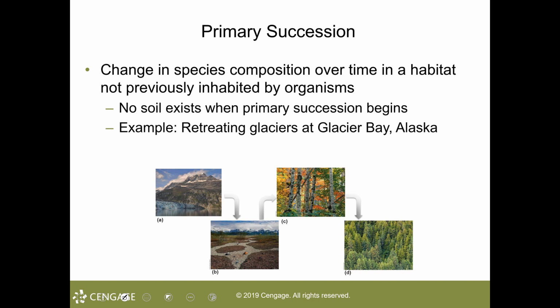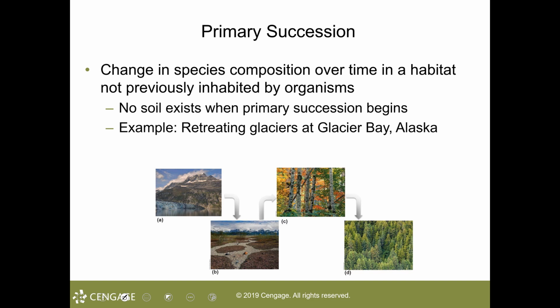Primary succession changes the species composition over time in a habitat that was not previously inhabited by organisms. So primary succession occurs before there is any soil, meaning usually there's barren rock there, as left by retreating glaciers found in Glacier Bay in Alaska. So remember, no soil exists. This is when you have barren rock, such as after a volcanic eruption when everything is gone and there's nothing there. With secondary succession, however, this occurs typically after some disturbance.